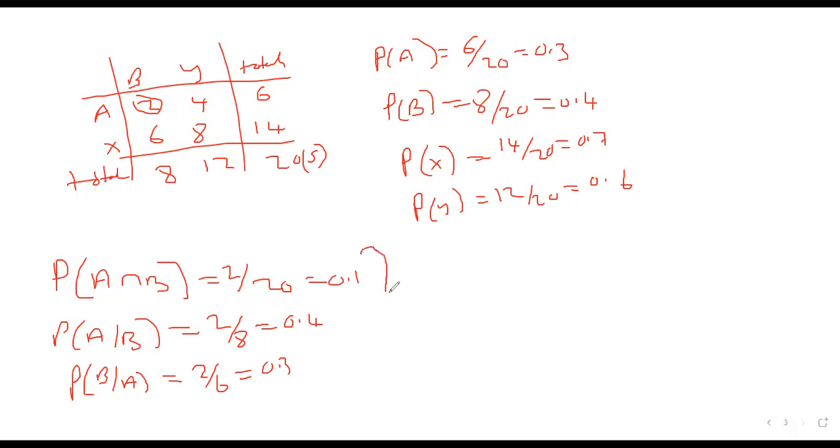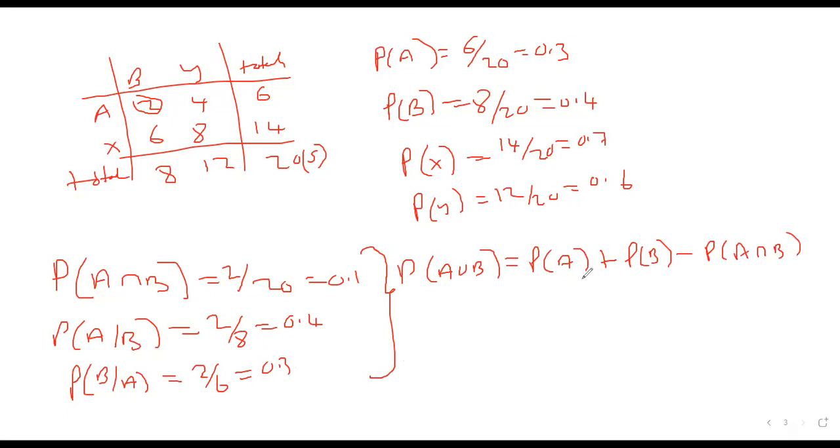So these collectively will help us find the union set. What is the union set for A and B? The union set is probability of A plus probability of B minus the intersection. That's the formula. Our probability of A is 0.3, our probability of B is 0.4, the intersection of A and B is 0.1. The final answer here is 0.6.